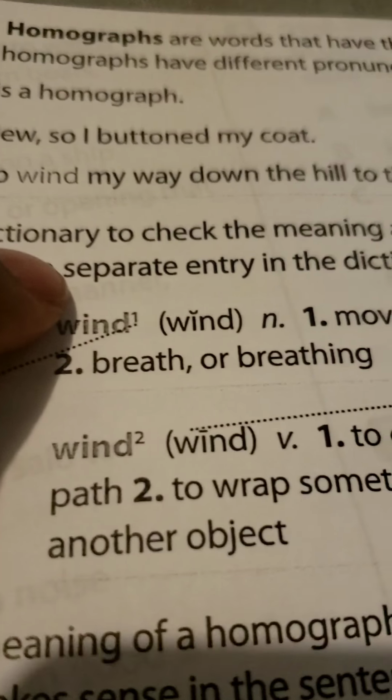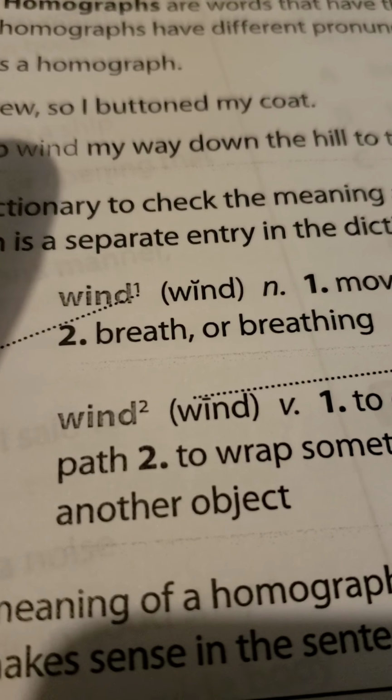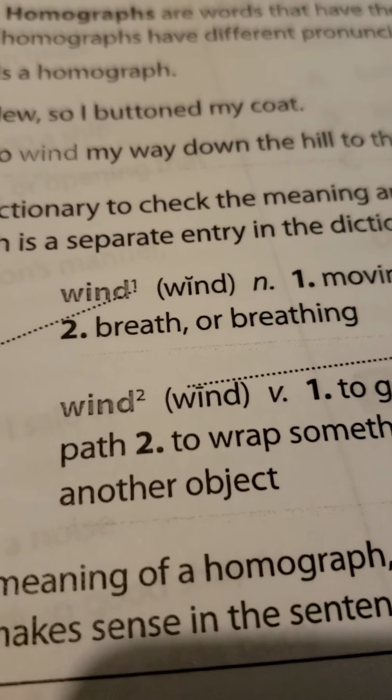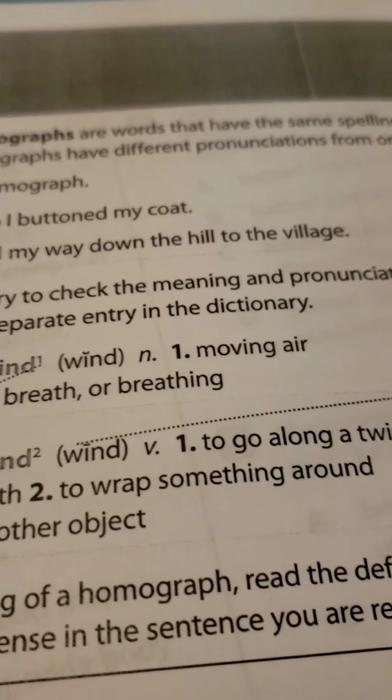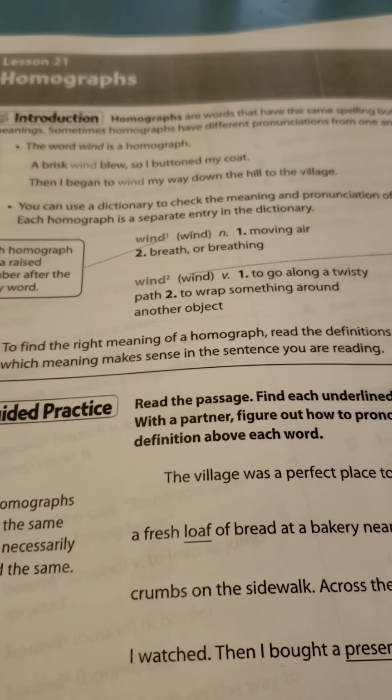See if I can zoom in. That is kind of like a little U, I guess I could describe it. And then when it wants you to know that there's a long I sound, there's just a straight little line over the I, letting you know that it's pronounced with the long I.